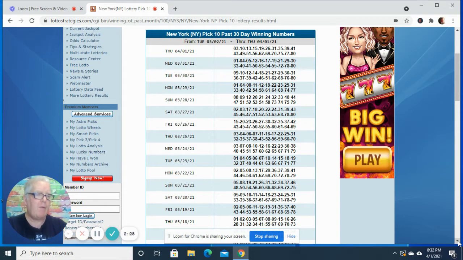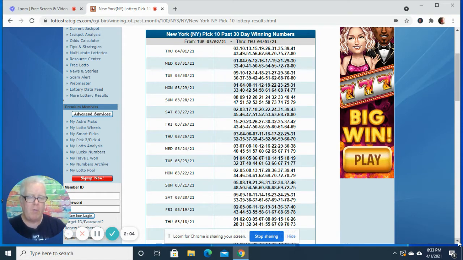Now, when I was doing the research on this, I found that 80 was coming out a lot as the last number. 2 was coming out a lot as the first number. So write down 80 and write down 2. Because what we're going to do now is we're going to look at different patterns.